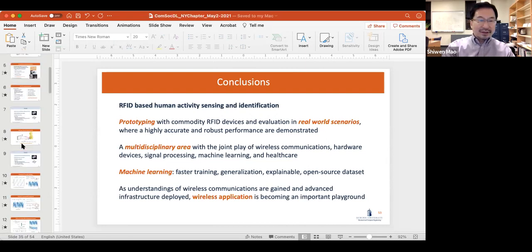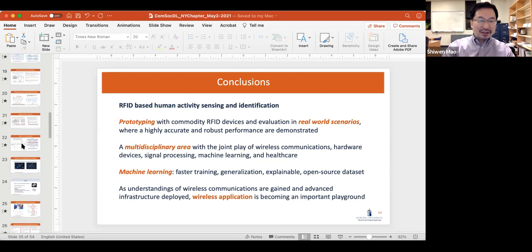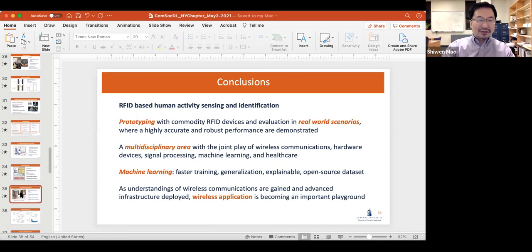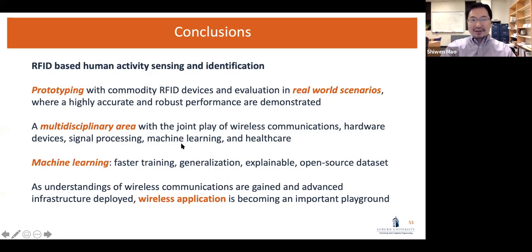Just give me a second. So the sensors, the tags are used as wearable sensors, attached to the human body. Yeah, but I don't know why. Just give me a second. Yeah. Go back.